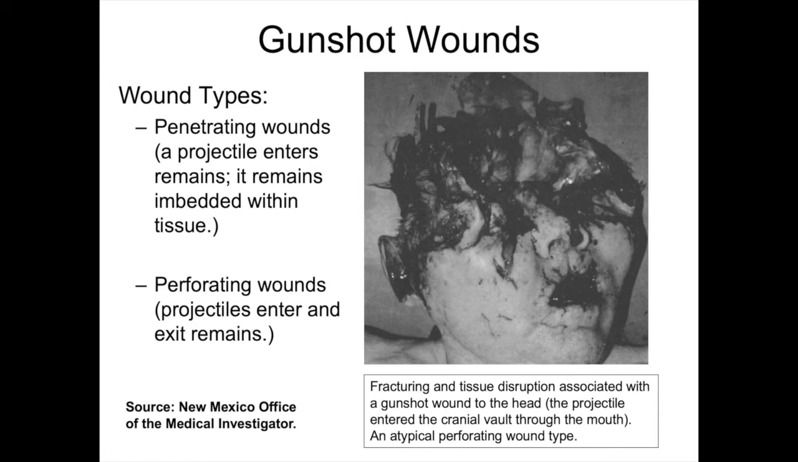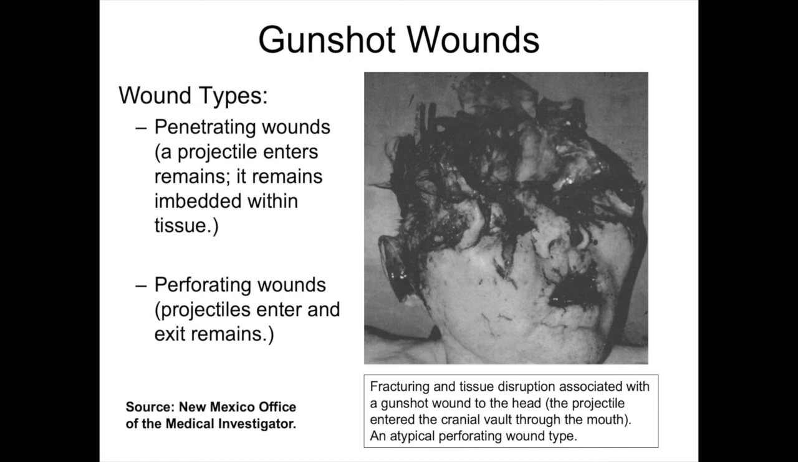Shotguns. A shotgun injury is associated with a shotgun. A shotgun is a weapon intended to be fired from the shoulder as well. It will usually have a smooth bore barrel, and it's designed to fire multiple pellets of some sort or multiple projectiles. Now, when you start looking at the weapons themselves, then you start to assess things like rifling.